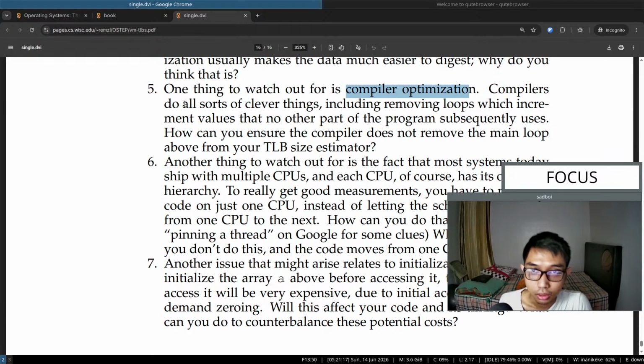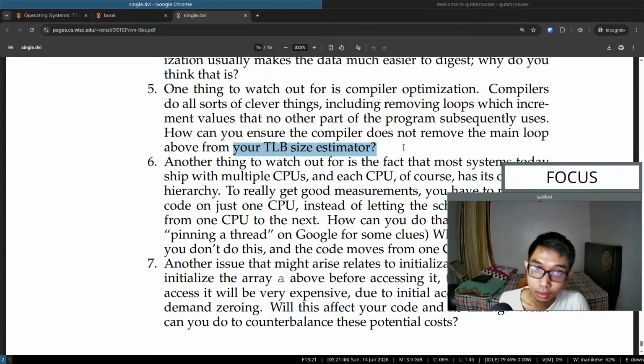Compilers do all sorts of clever things, including removing loops which increment values that no other part of the program subsequently uses. How can you ensure the compiler does not remove the main loop above from your TLB size estimator?